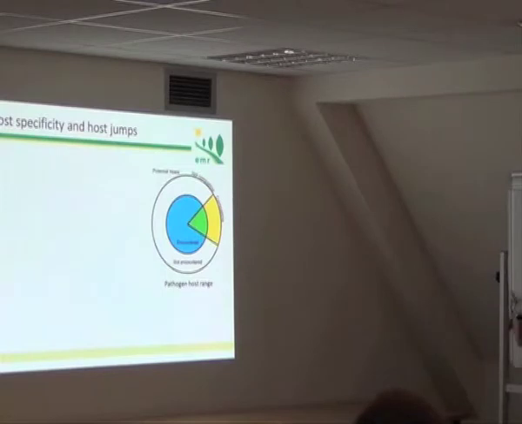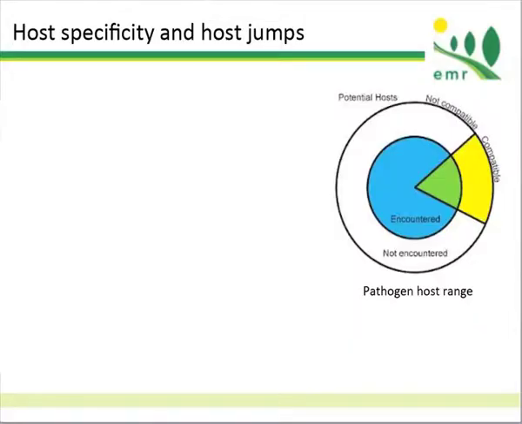So my project is looking at how host specificity of a pathogen is controlled, and how a change in host specificity determinants may allow a pathogen to evolve to be able to infect a previously resistant host, a phenomenon called host jumps.